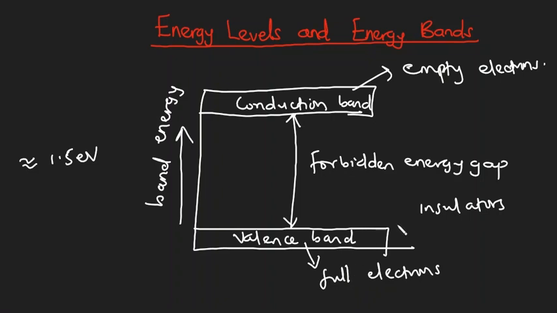But for conductors, it is very simple because the energy there is very, very small. The forbidden energy gap is very small, so it will require only small amounts of energy to move the valence electrons to the conduction band to conduct current or electricity.